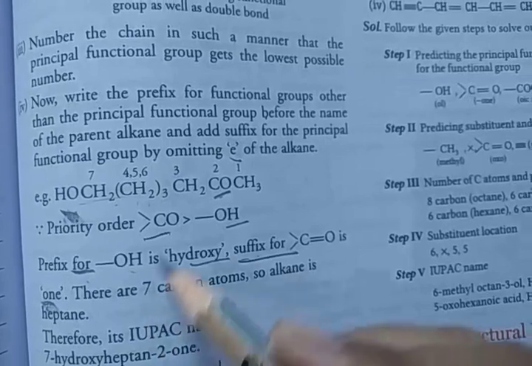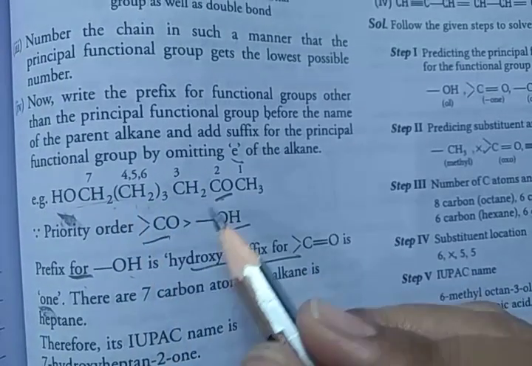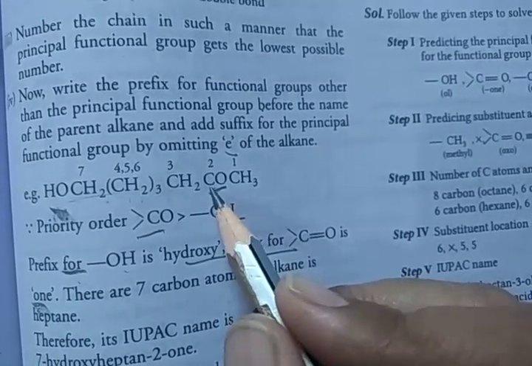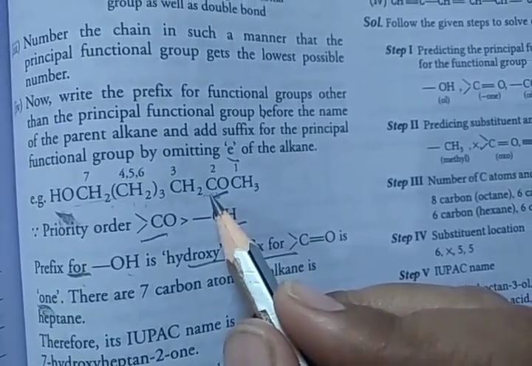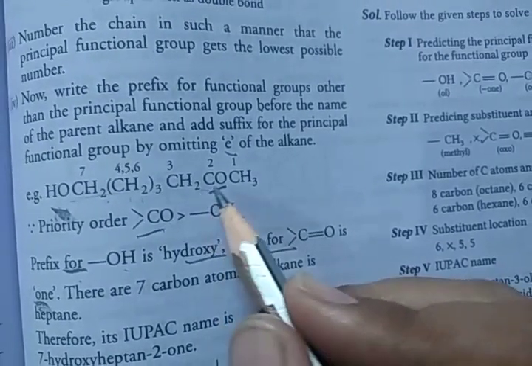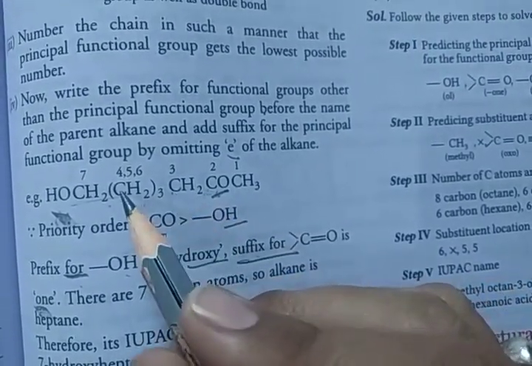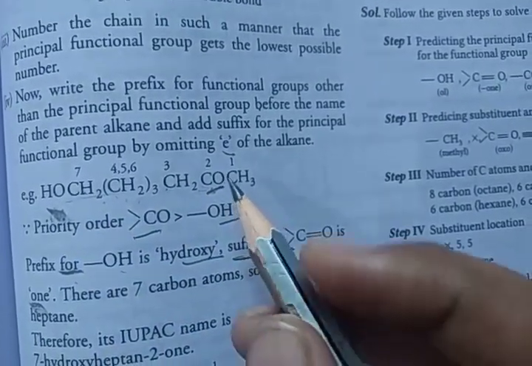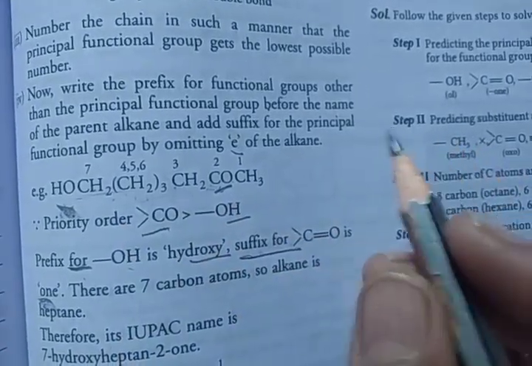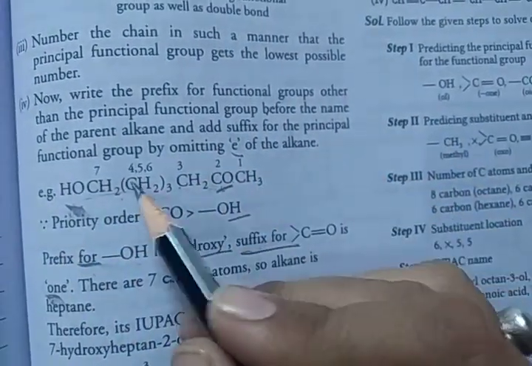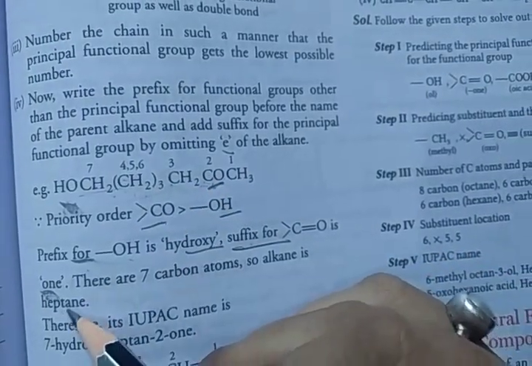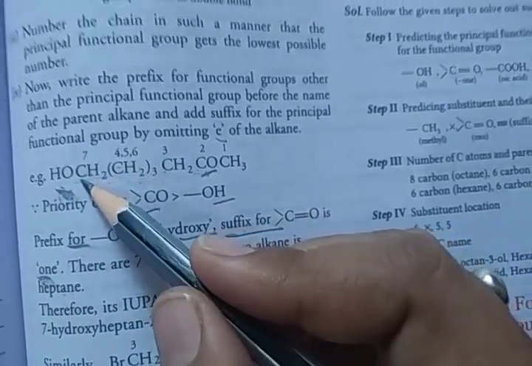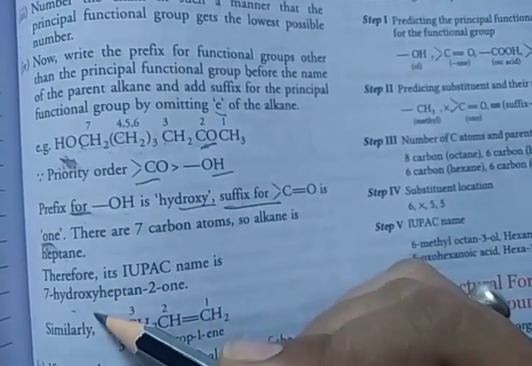So there are numbers 1 and 3 here. The first priority is given to the lowest number. Choose the longest chain that has the principal functional group with the lowest number again. So 1, 2, 3, and then 3 carbons: 4, 5, 6, 7. So there are 7 carbon atoms, so the alkane is heptane with single bonds, and OH we have to use as a prefix. It is attached at the 7th carbon, so 7-hydroxy.